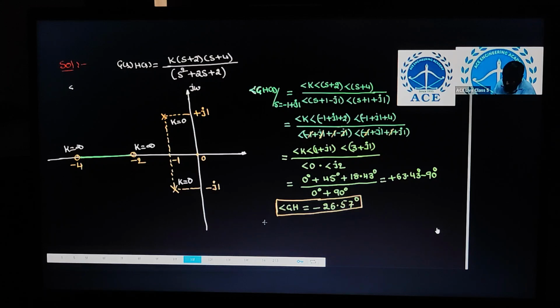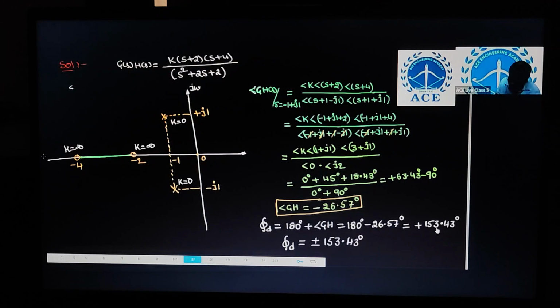Angle of departure phi d equal to 180 plus angle GH. So what is the answer? 180 minus 26.57 degrees equals 153.43 degrees. So finally, phi d equal to plus or minus: first sign for positive imaginary, second sign for negative imaginary. Plus or minus 153.43 degrees is the answer.